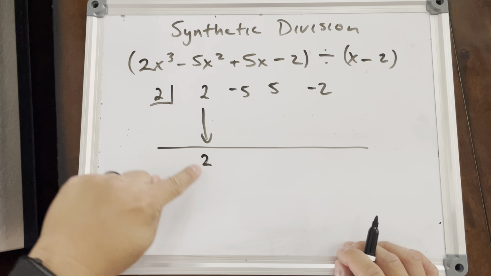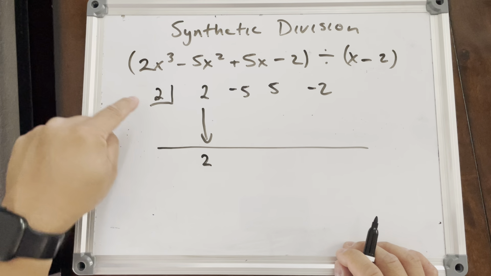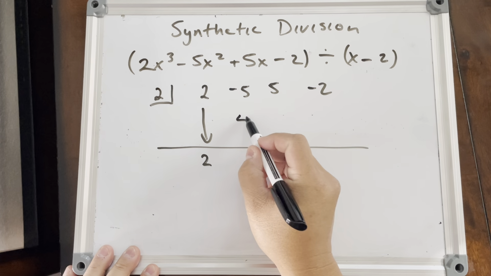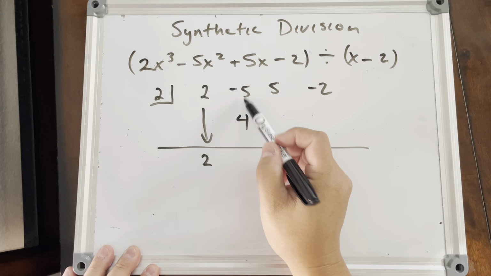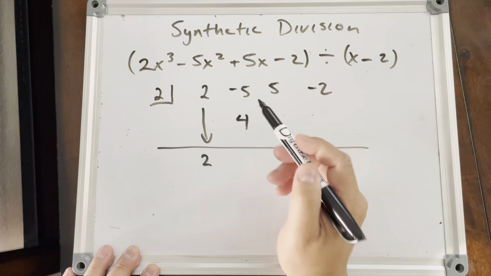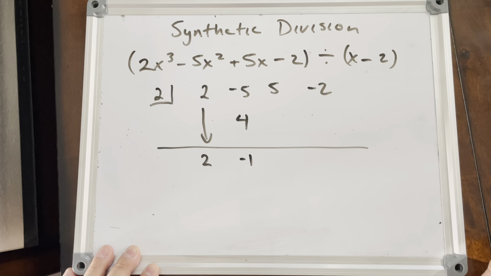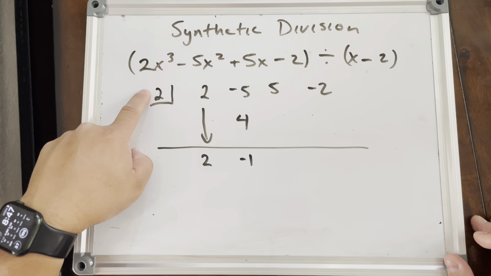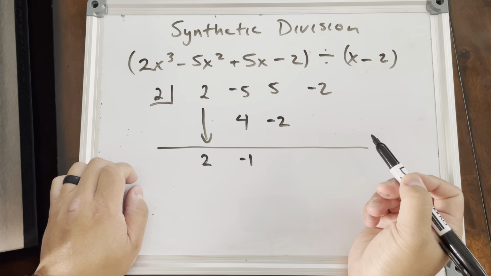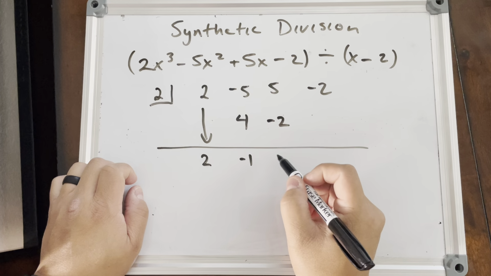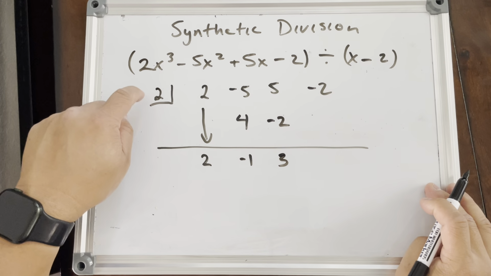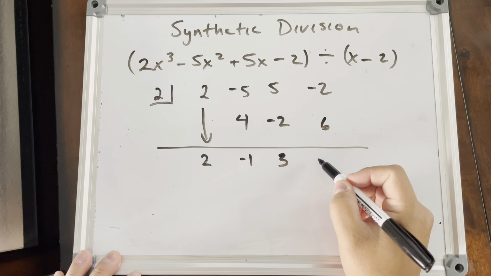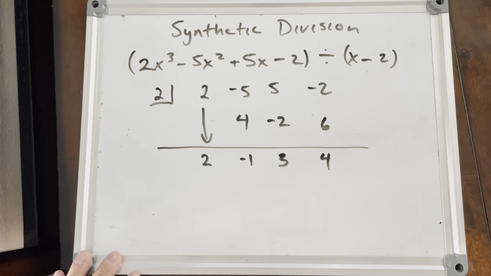Then you're going to take these two and multiply. So 2 times 2 gives me 4, and I'm going to put the 4 right there. Then you combine these two terms, -5 and +4, which gives me a -1. And then you just repeat the process. So -1 times 2 gives me -2, and 5 plus -2 gives me a 3. Then 2 times 3 gives me a 6, which gives me a 4 here, okay?